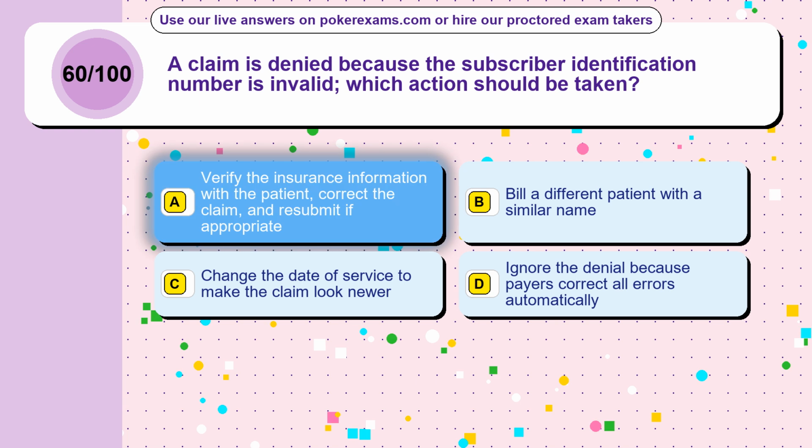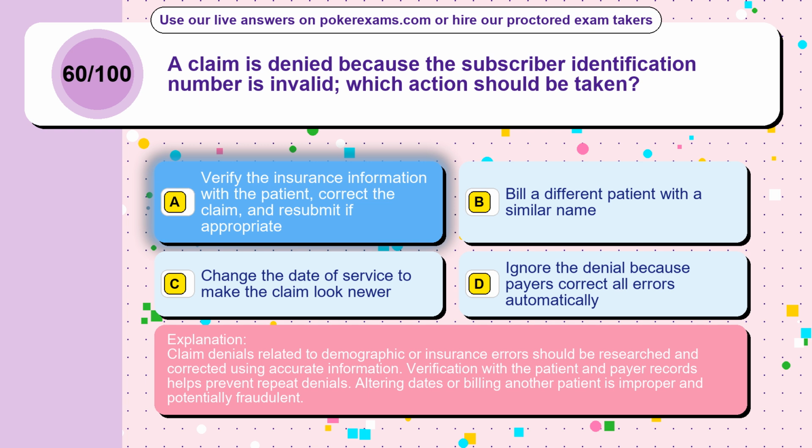The correct answer is option A. Verify the insurance information with the patient, correct the claim, and resubmit if appropriate. Claim denials related to demographic or insurance errors should be researched and corrected using accurate information.